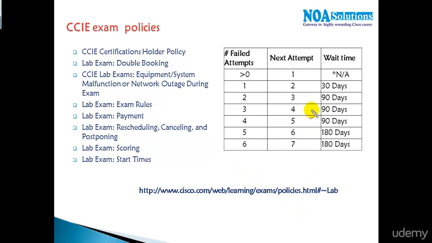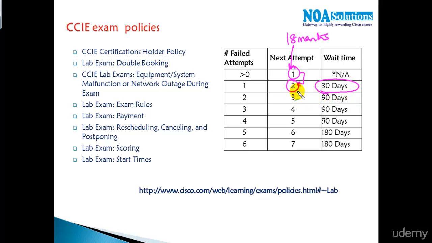Now, according to the new CCIE exam policies, your first attempt should be less than 18 months from the date you write your written exam, within 18 months. And the next attempt, in case you do not clear, should have a minimum of 30 days gap between your first and second attempt.